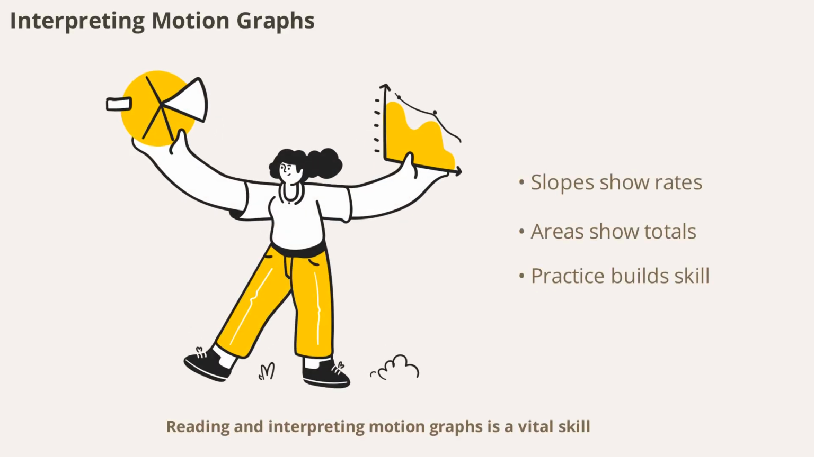Reading and interpreting motion graphs is a vital skill. By examining the slopes and areas under curves, we can extract valuable information about an object's speed, velocity, acceleration, and displacement. Practice with different types of graphs will make you more confident in analyzing real-world motion.